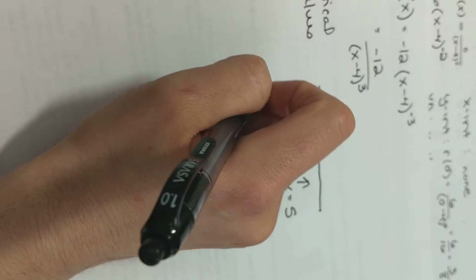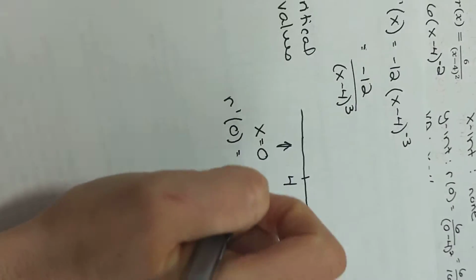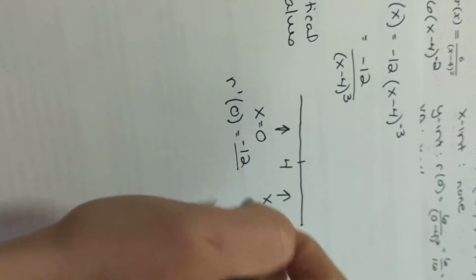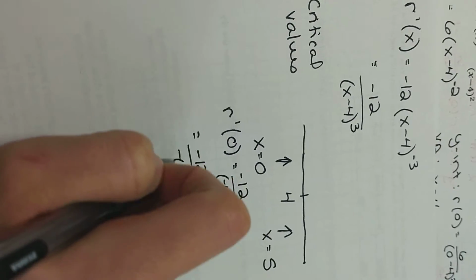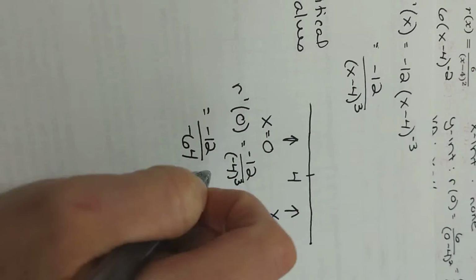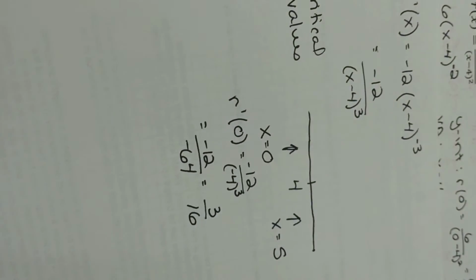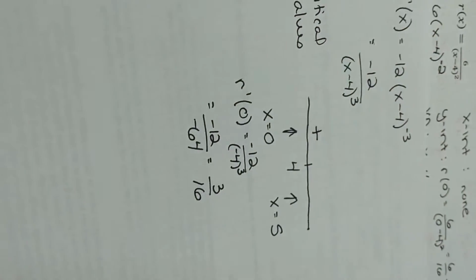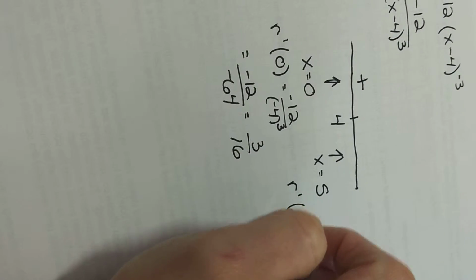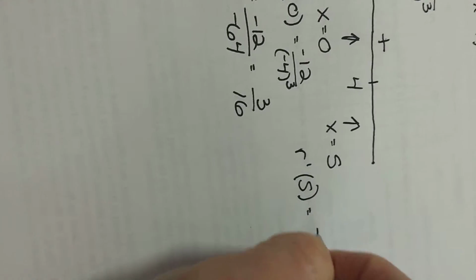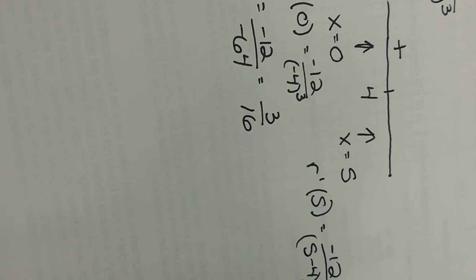At x equals 0, our f prime of 0 is going to be negative 12 over negative 4 to the third power, which is negative 12 over negative 64. Now I know that reduces down. Both are divisible by 4, so that's going to be 3 over 16. And then negative over negative will make it into a positive, so it'll be a plus. And then at 5, f prime of 5 will be negative 12 over (5 minus 4) to the third, which is a negative number.